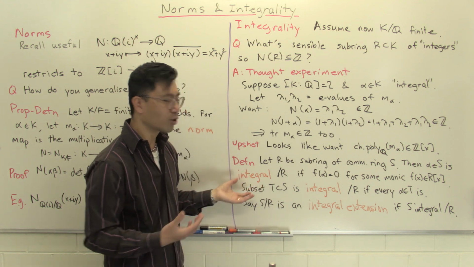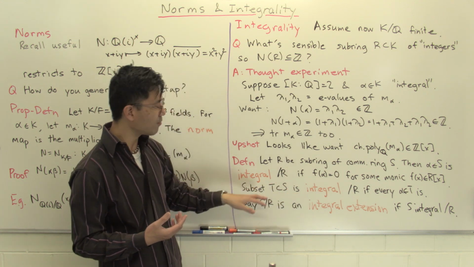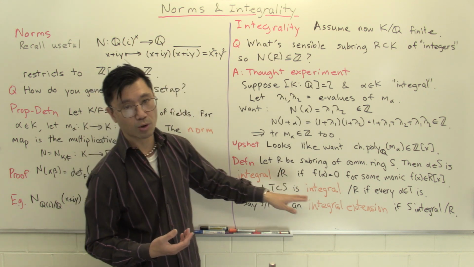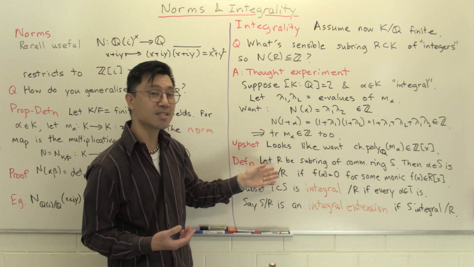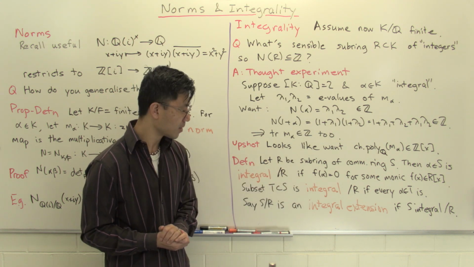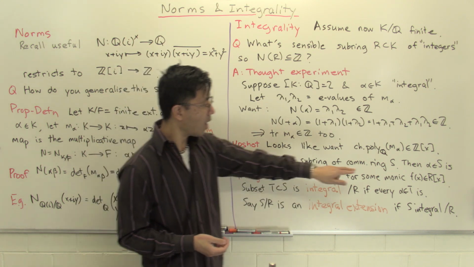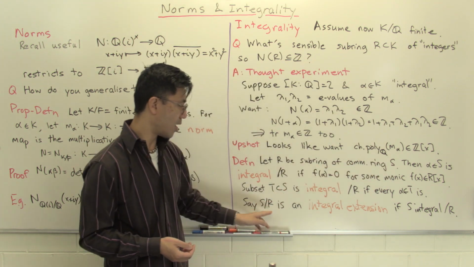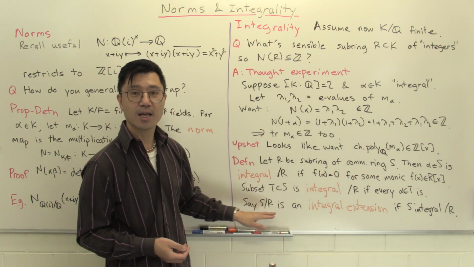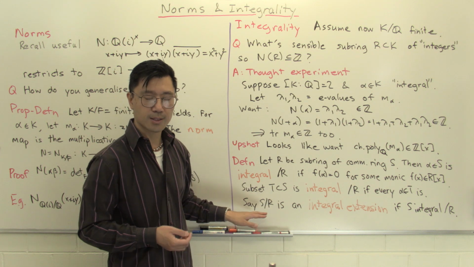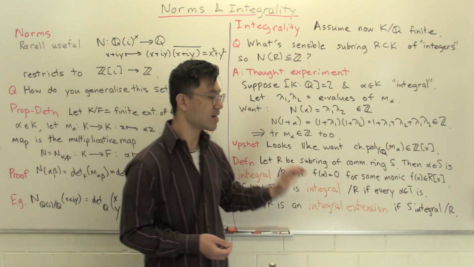Okay, so there are some natural additional definitions here. If you have some subset T of S, when is it integral over R? If every element inside T is integral over R. And also, what happens if every element of S is integral over R? In that case, we say that this extension of commutative rings is an integral extension.